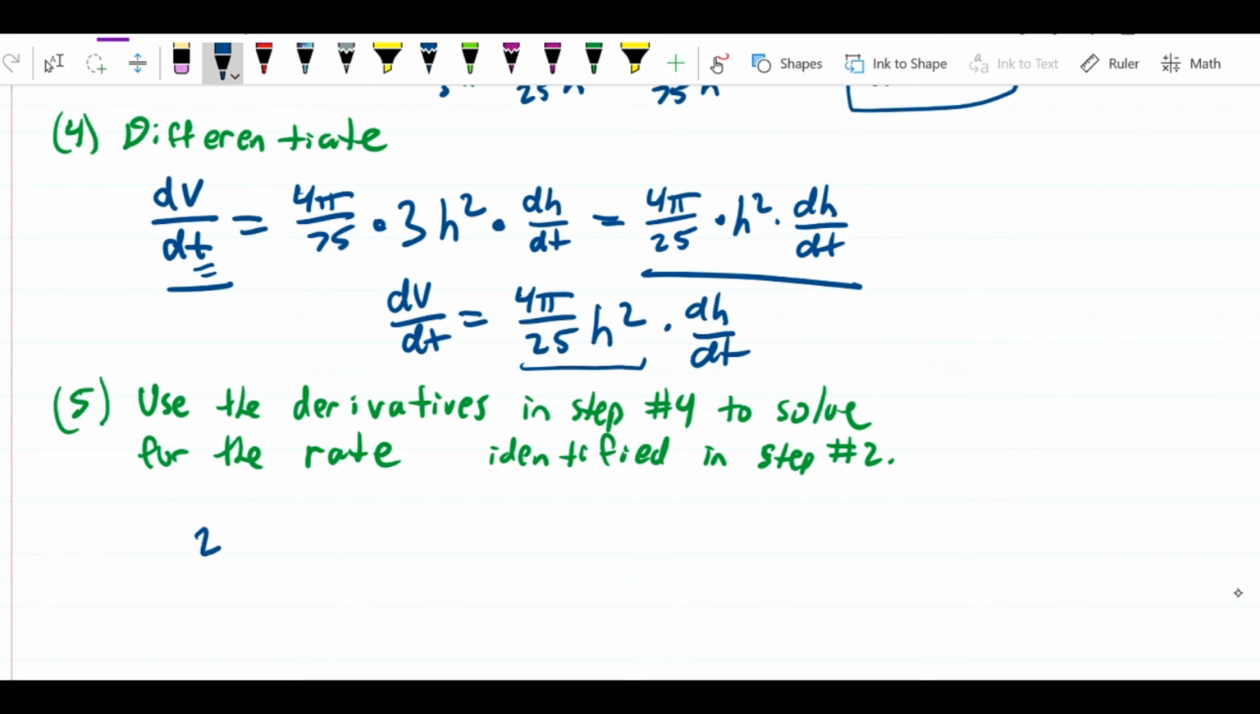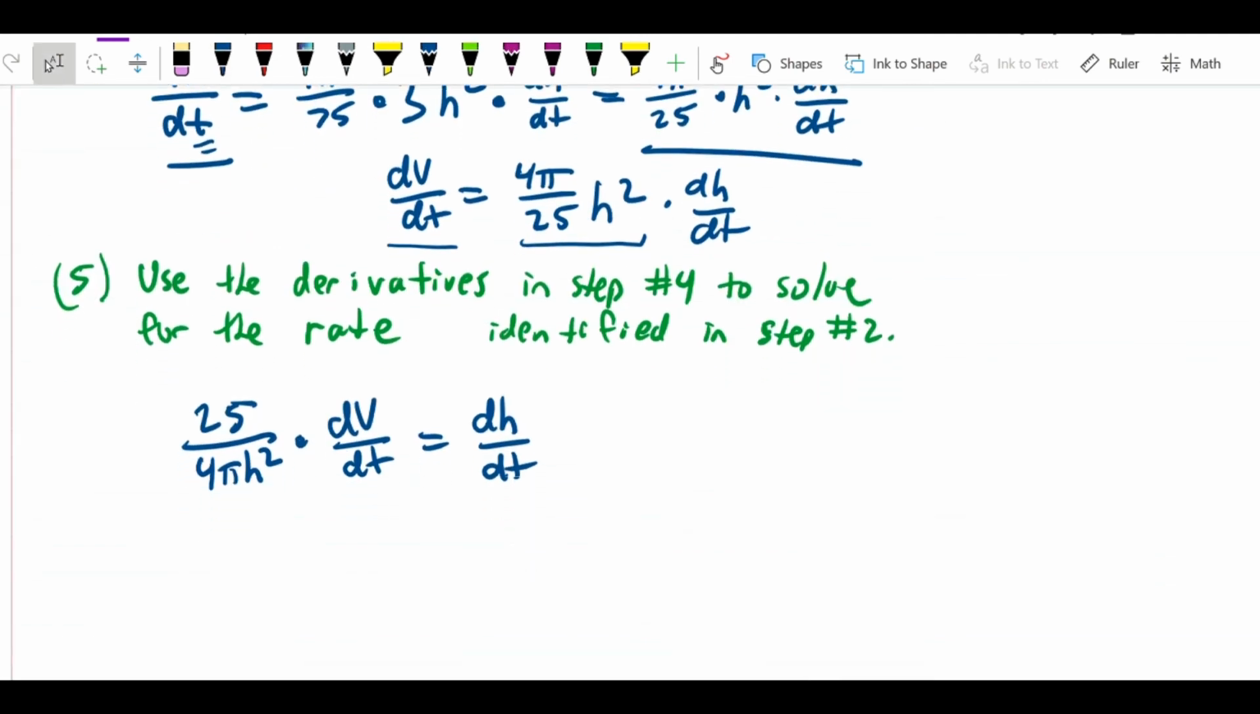That's going to be 25 over 4 pi h squared times, in other words, I'm still multiplying the reciprocal by what appears on the left side of the equal sign. So dV over dt is equal to dh over dt. So I now really have an equation that I can basically just plug everything into.